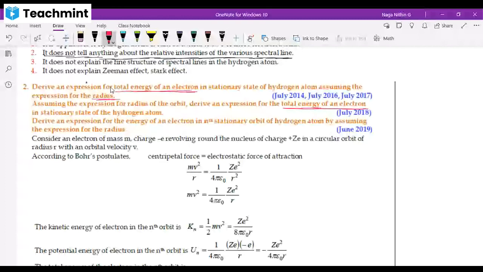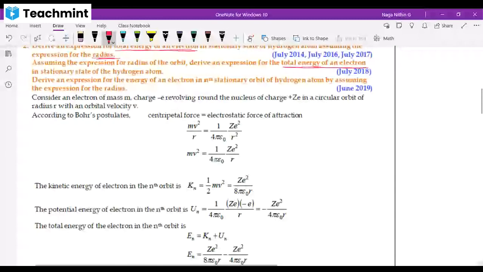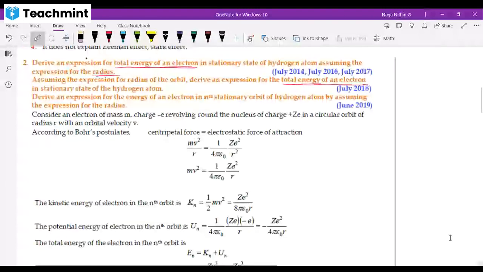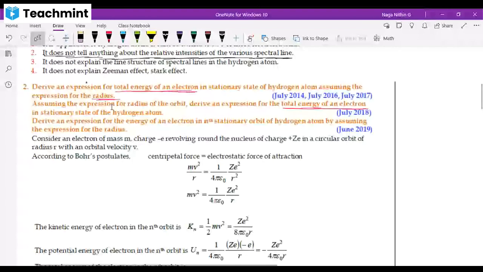By considering the radius of the electron, the radius of that orbit. Next, it can be asked like this: derive an expression for the energy of an electron in the nth stationary orbit of hydrogen atom by assuming the expression for radius. In any manner, they will ask this question. Whatever the question format, what they are asking is to derive an expression for the energy of the electron in the nth orbit. In these three formats, this question may be asked.